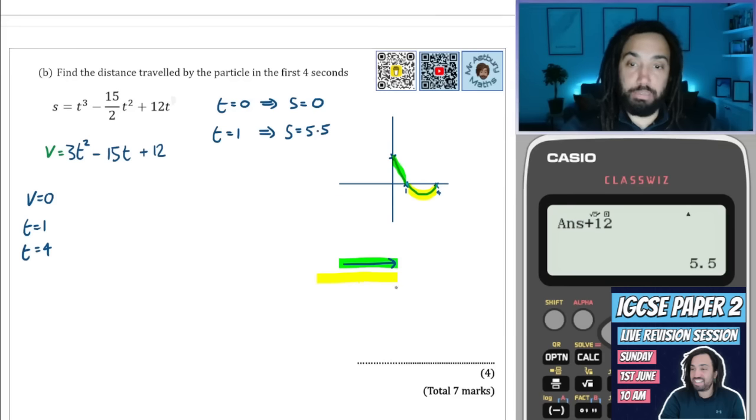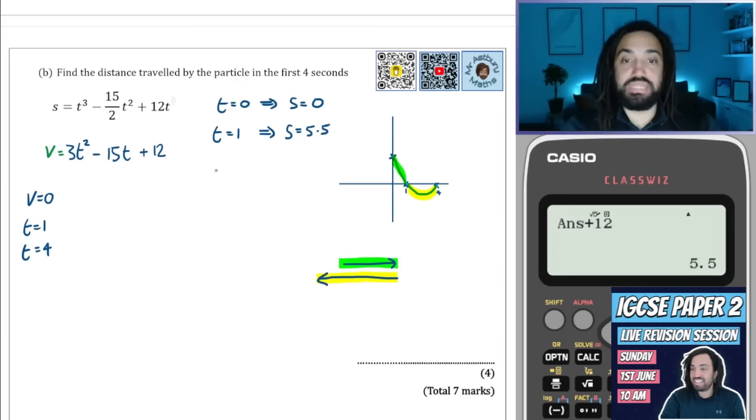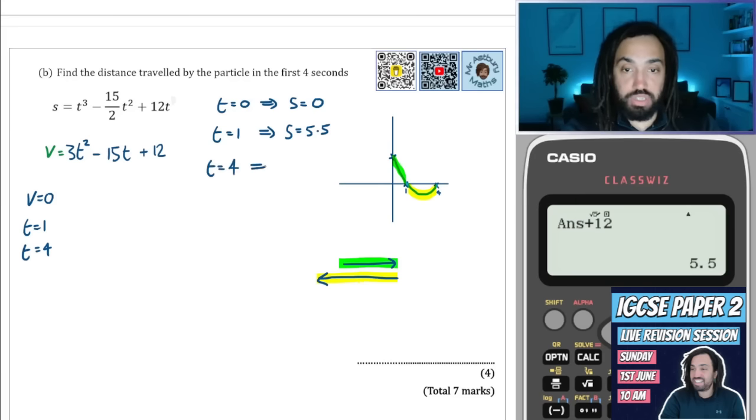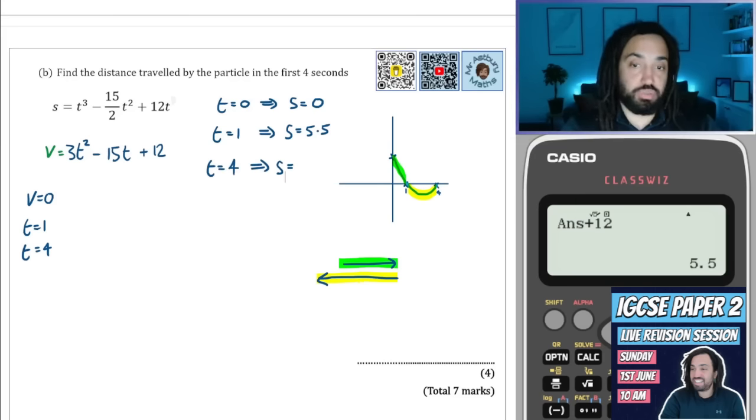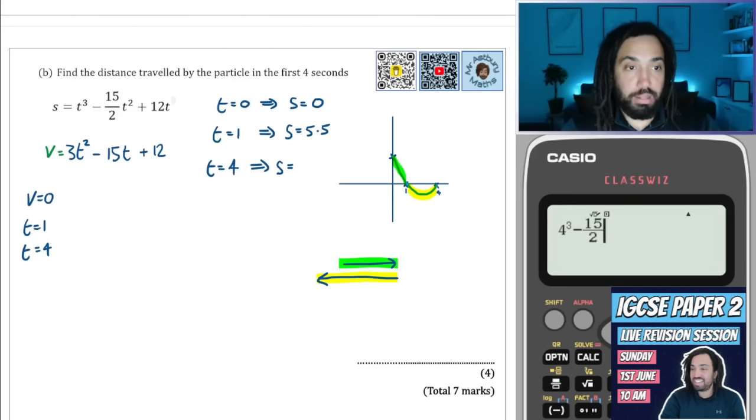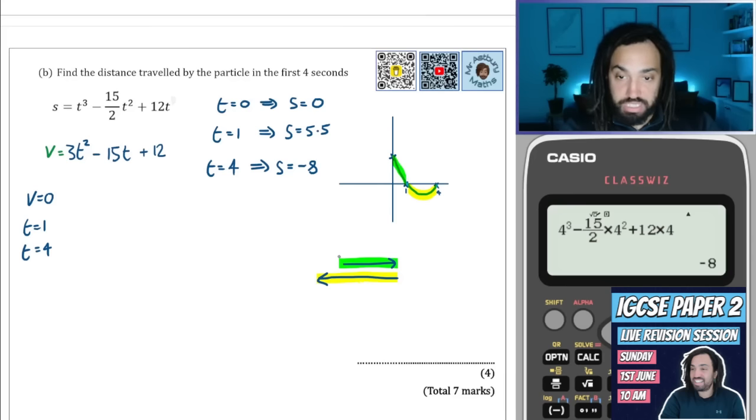Now we are going to be moving backwards. So let's see how far we've travelled going backwards. So let's find what the displacement is when t is equal to 4. What we could do is 4 to the power of 3 minus 15 over 2 times by 4 squared plus 12 times by 4. And that gives us minus 8. Okay, interesting. So what that means is that we start at a position of 0, we move forward to 5.5, and then we move all the way back to minus 8.